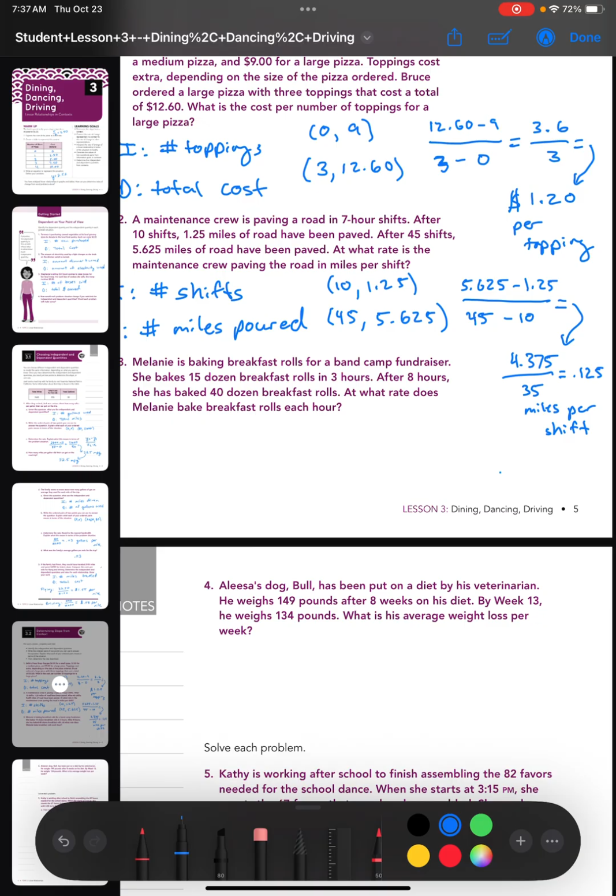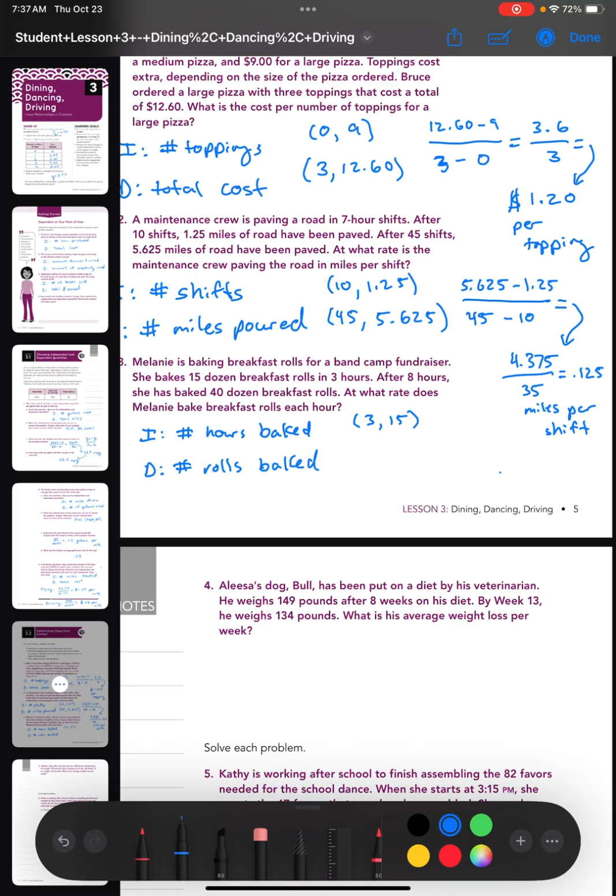So we got an independent variable here. She can decide how many hours she's going to bake. So that's our independent, the number of hours she's baked. And our dependent is going to be the number of rolls she's baked. So again, 2 points we can figure out from this situation. Hours baked, 3 hours, she has baked 15 dozen breakfast rolls.